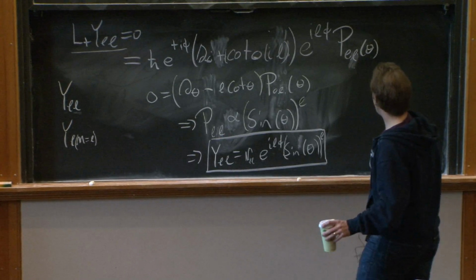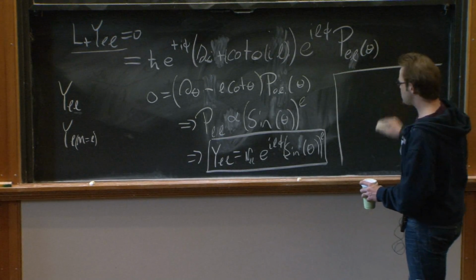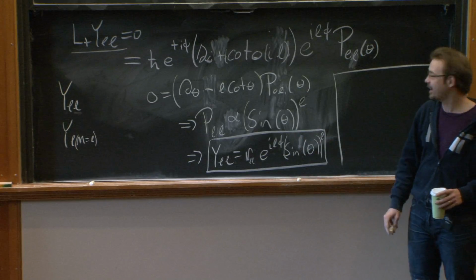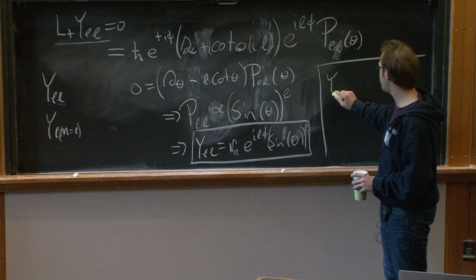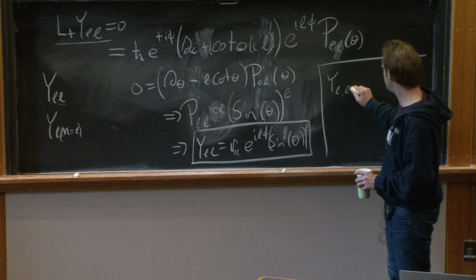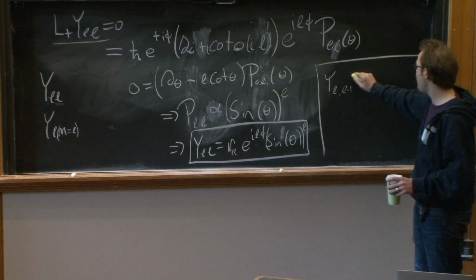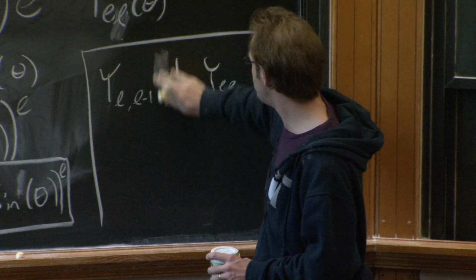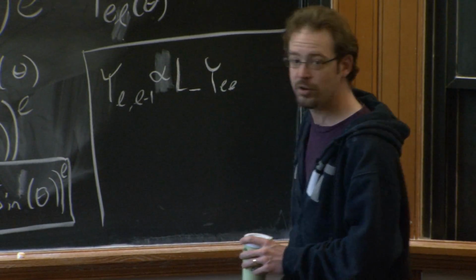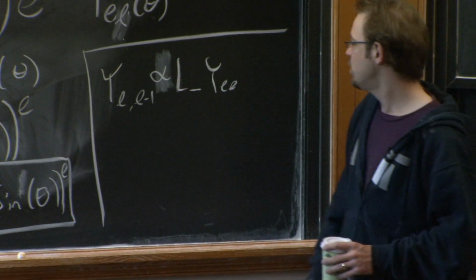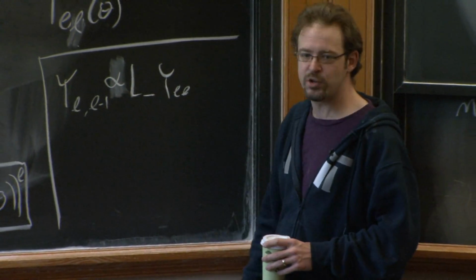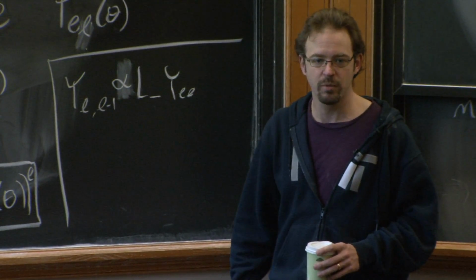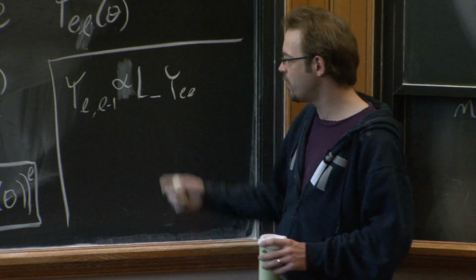Good. So now, suppose we know what the top state in the tower looks like. How do I get the next state down in the tower? How do I get Y L, L minus 1? Lower it, exactly. So this is easy, L minus on Y LL. We have to be careful about normalization, so it's proportional to. But this is easy. We don't have to solve any differential equations, we just have to take derivatives. It's just like the raising operator for the harmonic oscillator. We can raise and lower along the tower and get the right wave function.